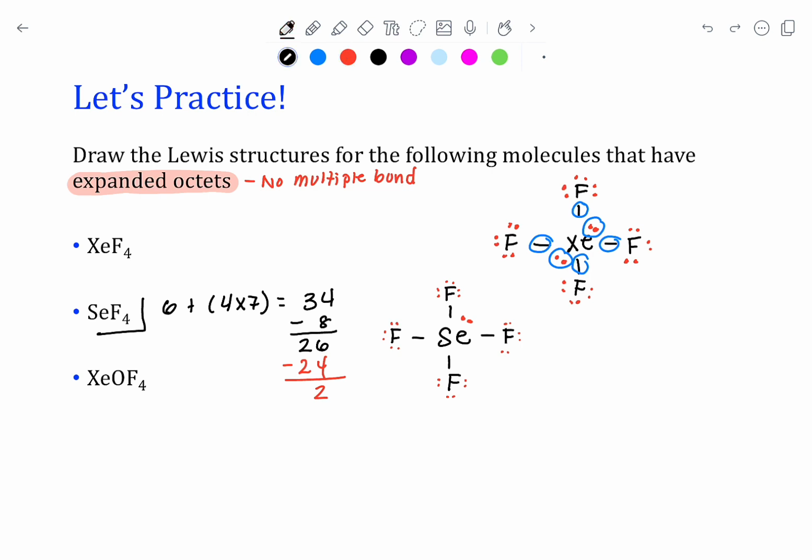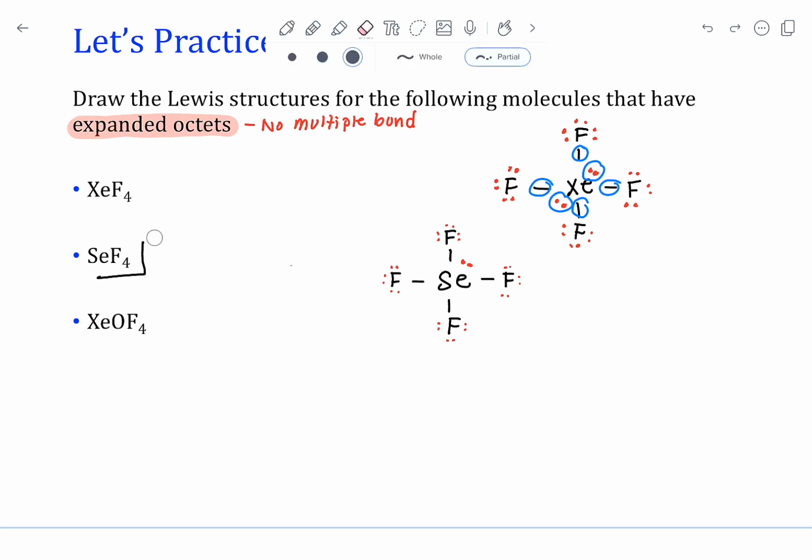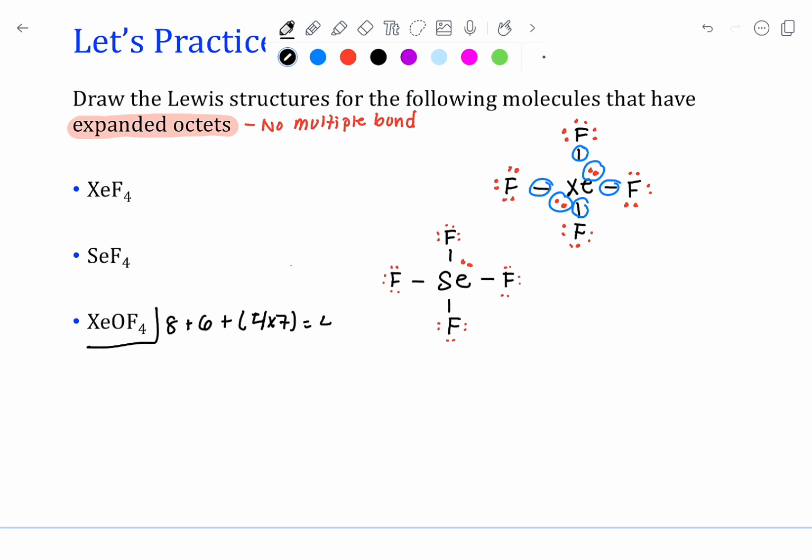Our last example is XeOF4. So very similar to what we did in our last 2 examples now, but we now have an oxygen thrown in there, so that's going to change a few things. So let's count. Xenon has 8, oxygen has 6, fluorine again has 4 times 7. That is a total of 42 electrons. That's a lot of electrons.